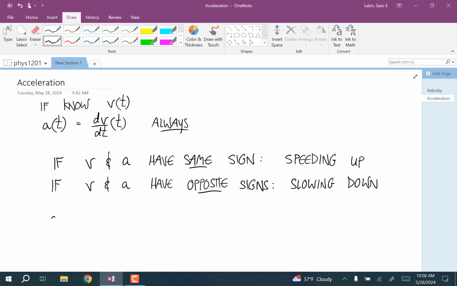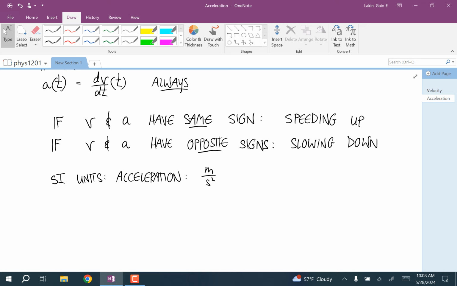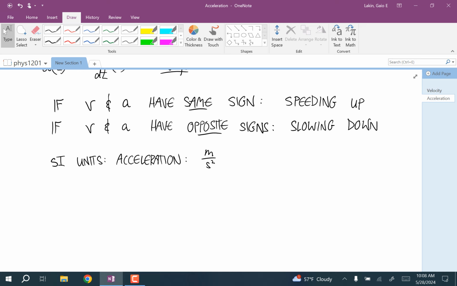The SI units for acceleration are meters per second squared. And just like I said with velocity, I want you to think of this definition every time you see a value of acceleration. Think of the relationship between velocity and acceleration. I'm going to give you a couple of examples to sort of cement this idea.